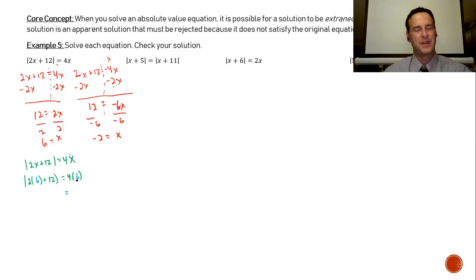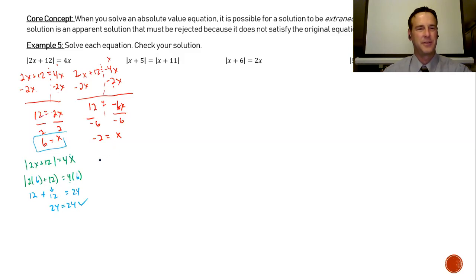The part on the right is a little easier. 4 times 6 is 24. And let's see, this is 2 times 6, which is 12. This is already a 12. And so 24 is equal to 24. Okay, so 6 is legit.